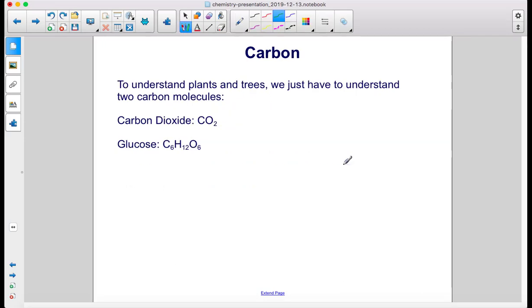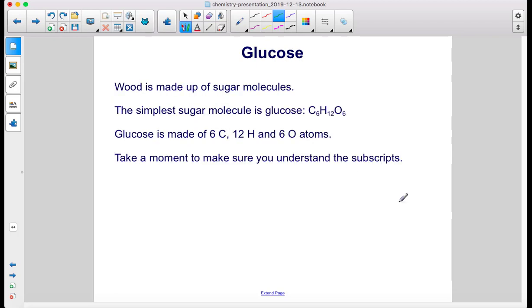To understand plants and trees, we just have to understand 2 carbon molecules, carbon dioxide, or CO2, and glucose, C6H12O6. Wood is made up of sugar molecules. The simplest sugar molecule is glucose, C6H12O6. Glucose is made of 6 carbon, 12 hydrogen, and 6 oxygen atoms. Take a moment to make sure you understand the subscripts.